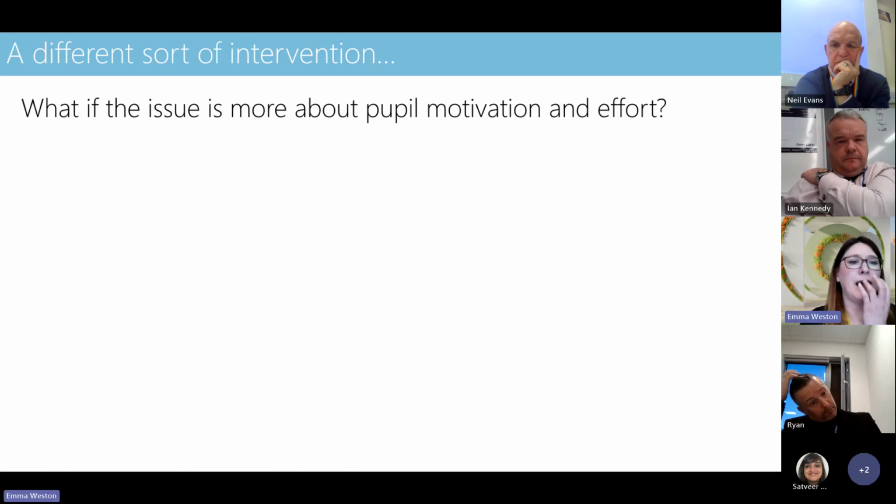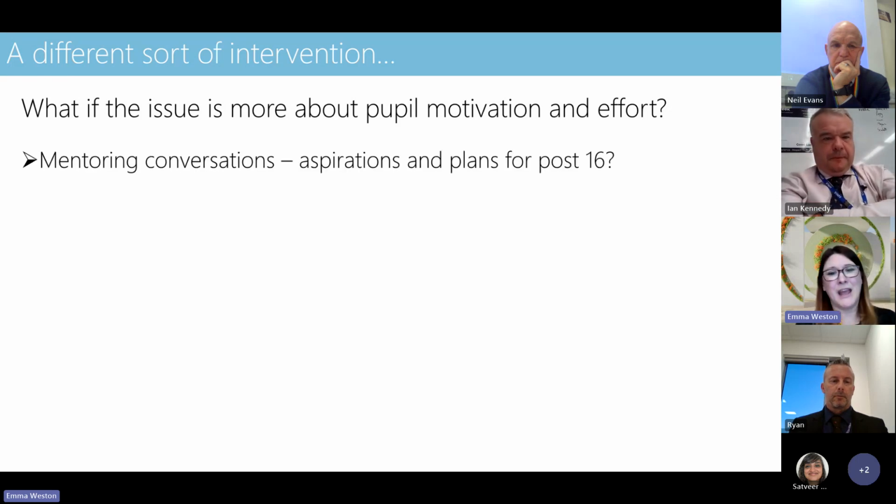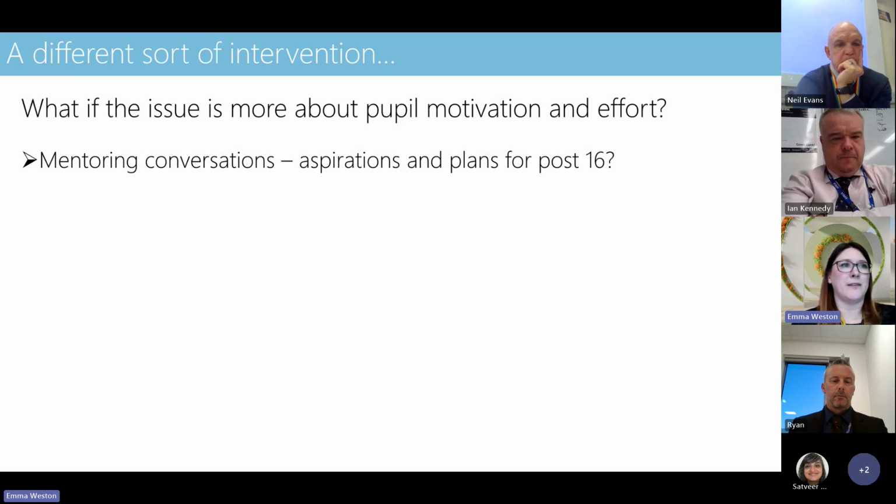Okay, so we said before about sometimes we need a different sort of intervention because the issue might be more about the pupil's motivation and effort. And we want to make sure that they're wanting to do the work, not just us spoon feeding, like Ian was saying before. Sometimes the sort of intervention that's going to have the most impact is actually conversations with pupils, depending on who those pupils are.